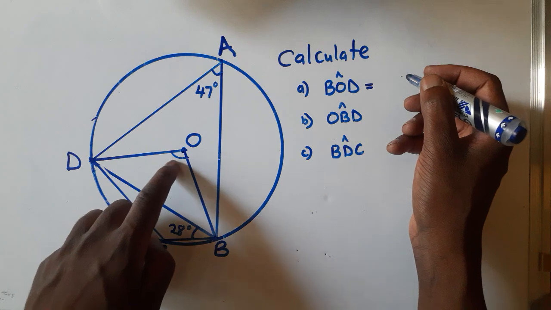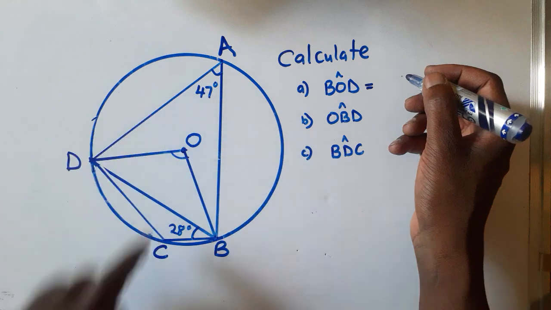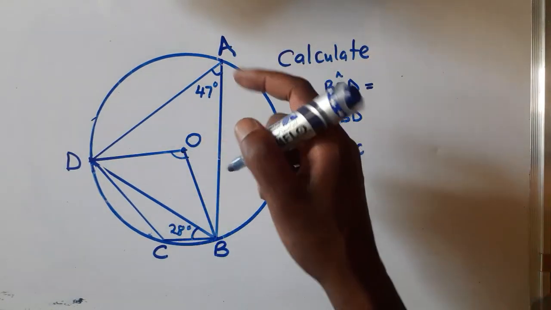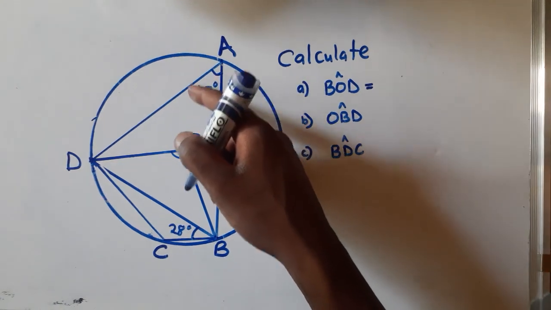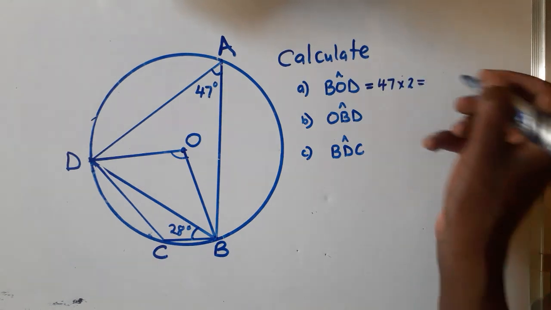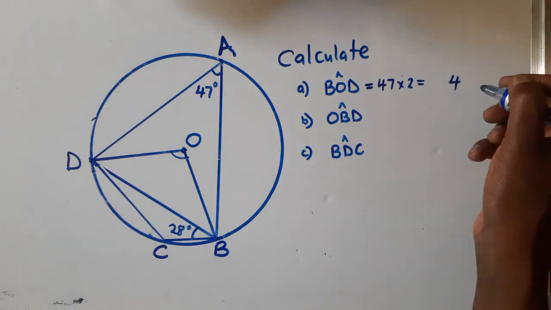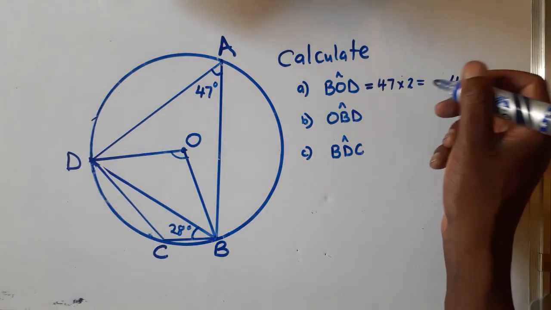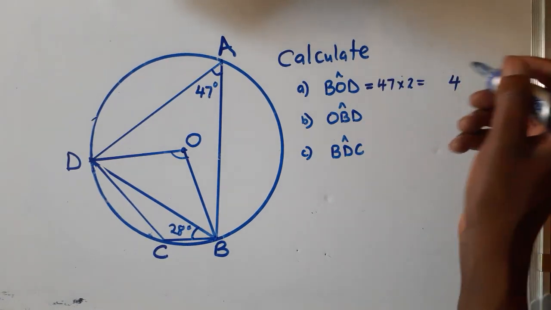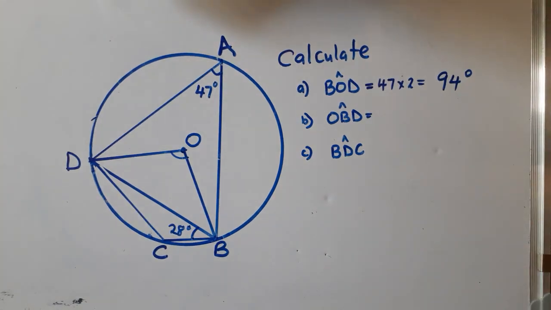So to find the angle at the center, we have to multiply this one by 2, the angle on the circumference. The angle at the center is twice the angle on the circumference. So we have 47 multiplied by 2. 2 by 7, we get 14. 2 by 4, we get 8 plus 1, 94 degrees.